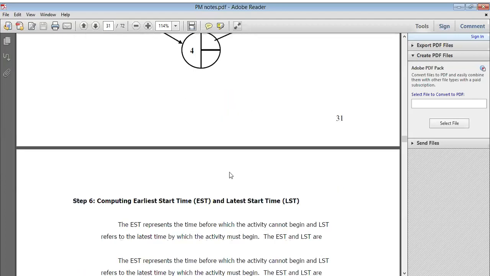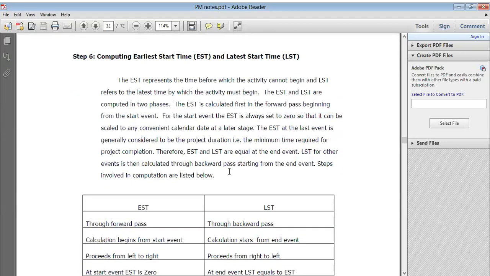So the way how to calculate the critical path is here. Now, computing earliest start time. How we'll calculate earliest start time and latest start time. So earliest start time represents the time before which the activity cannot begin, and latest start time refers to the latest time by which the activity must begin. The earliest start time and the latest start time of an activity are computed in two phases. The earliest start time is calculated first in the forward pass beginning from the start event, and for the start event the earliest start time is always set to 0 so that it can be scaled to any convenient calendar date at a later stage.